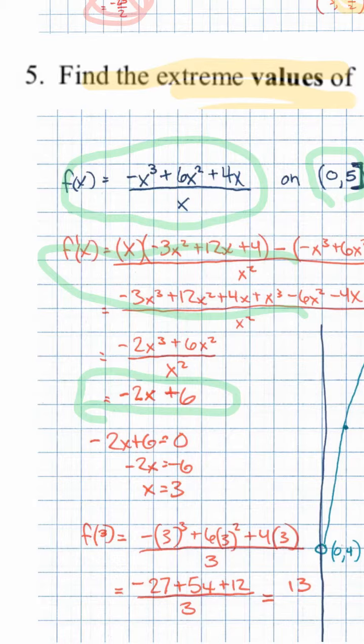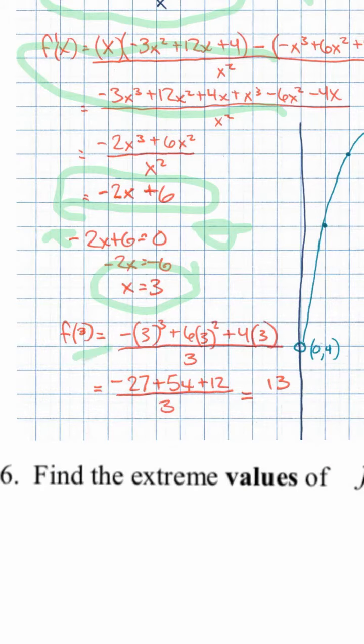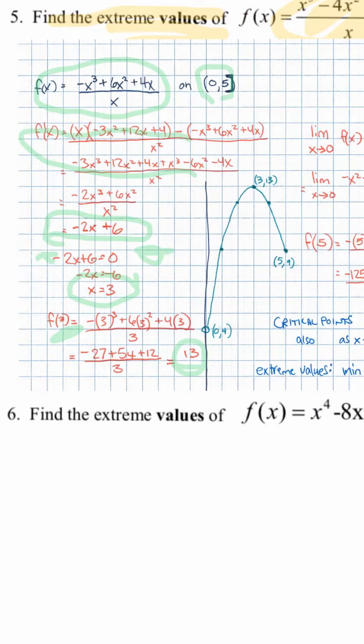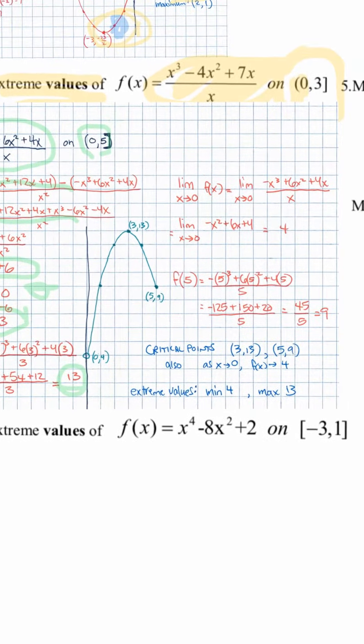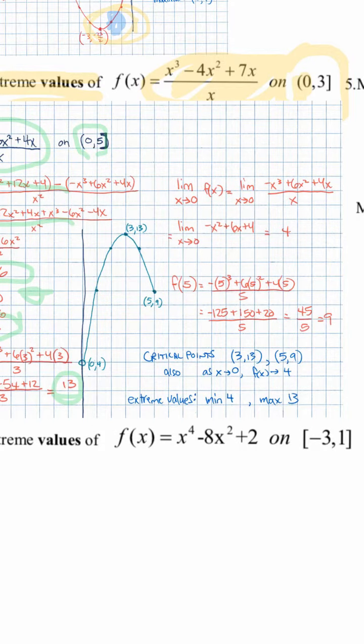Then, because I'm looking for extremes, I set that derivative equal to 0, looking for minimums and maximums. It happens to be equal to 0 when x is equal to 3. So I plug 3 back into the original function. Again, I could have canceled out that x, but I decided not to, just to be a purist about it. But it probably would have been easier to take that out. Regardless, I got 13.